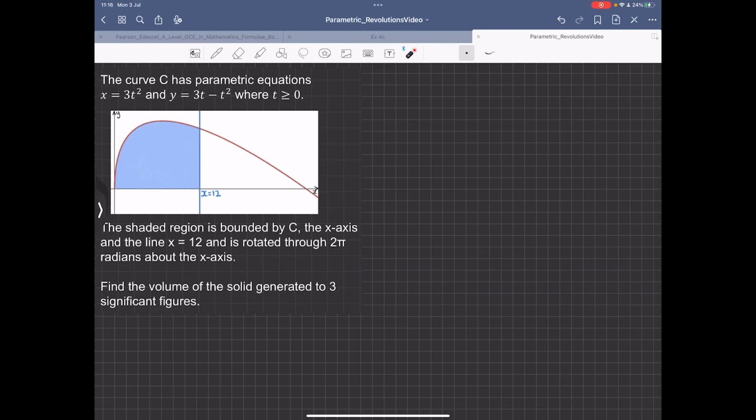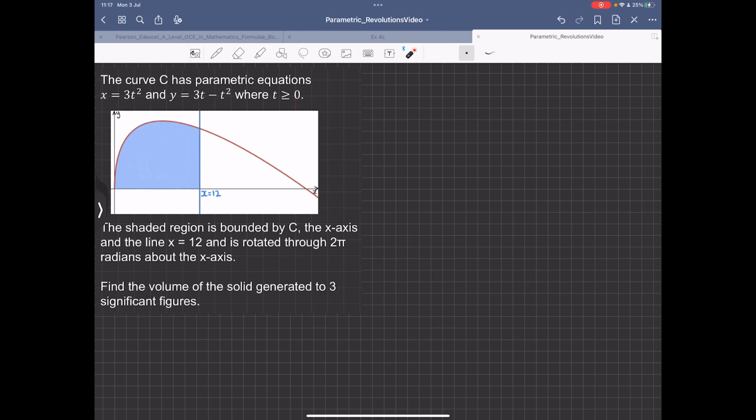In this video, I'm going to show you how to find the volume of a revolution for a parametrically defined curve. A parametrically defined curve means that the x and y variables are now functions of a third parameter which we'll call t. So you can see here that x is equal to 3t squared and y is equal to 3t minus t squared, where t is greater than or equal to 0.